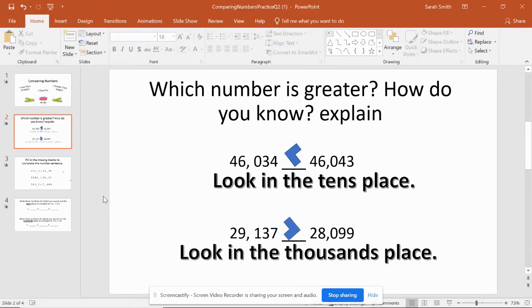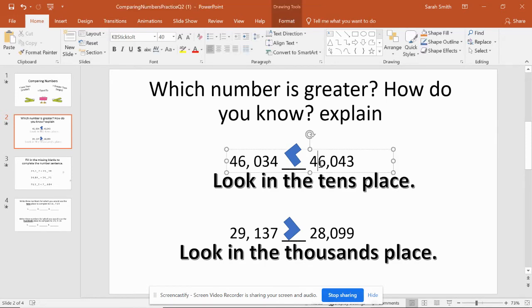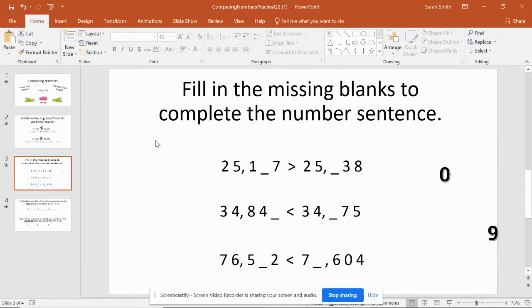Okay, so that's some pretty basic stuff that we've already learned and that you have been exposed to over the last few years, but I just wanted to touch base on it. Remember that you're looking from left to right, which is actually how you read. So you should be used to going from left to right, and you find which digit, or which place, is different. That's the place you use in order to compare the numbers.